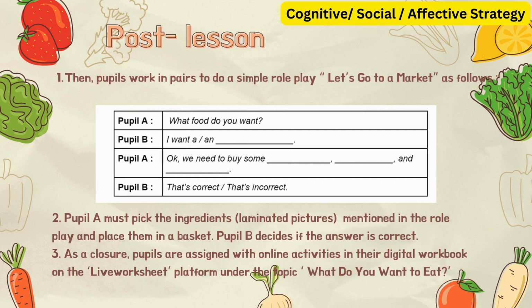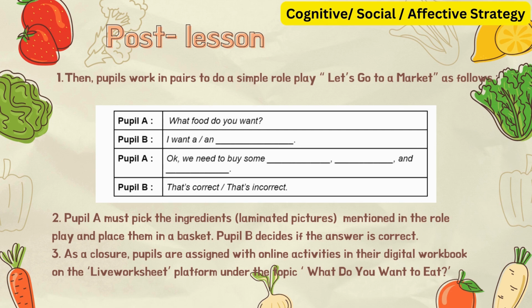Now let us move on to the last stage, which is post-lesson. At this stage, we emphasize cognitive, social, and affective strategy. Pupils work in pairs to do a simple role play entitled Let's Go to a Market, where we need two people, person A and person B.